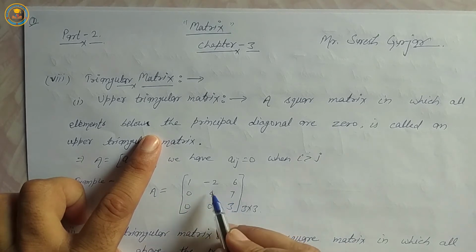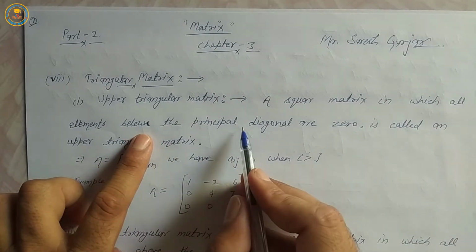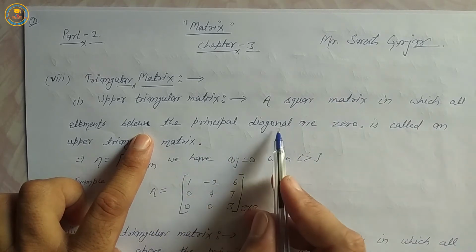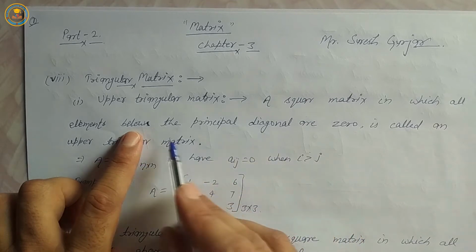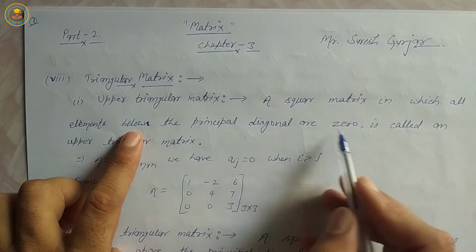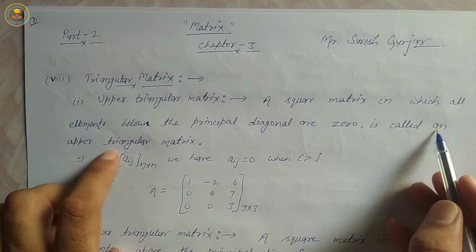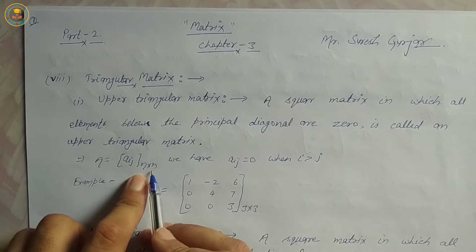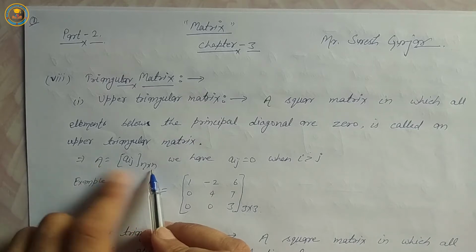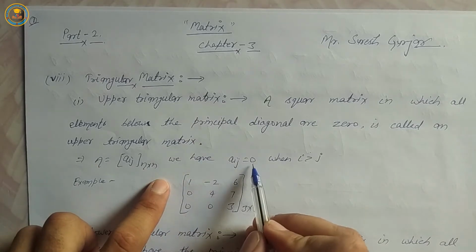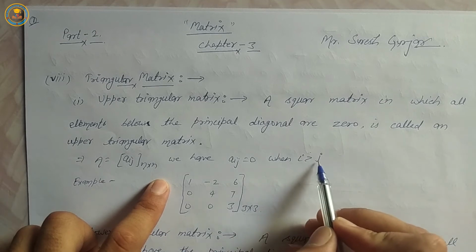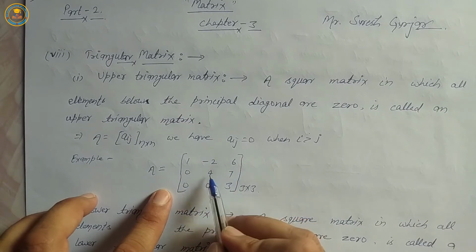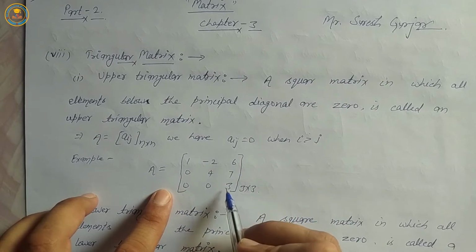Principal diagonal: below the principal diagonal are 0. Here the principal diagonal is 1, 4, 3, and below it the elements 0, 0, 0 are 0, so it is called an upper triangular matrix. That is, A is equal to [aij] of order n cross n, where aij is equal to 0 when i is greater than j. Example: A is equal to 1, minus 2, 6, 4, 7, 0, 0, 0, 3.